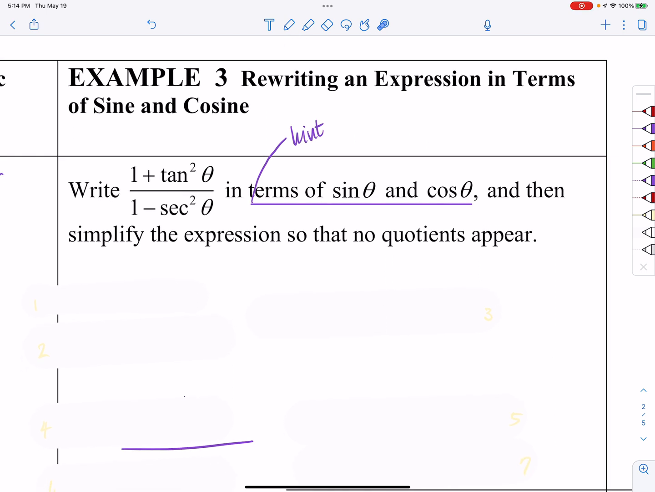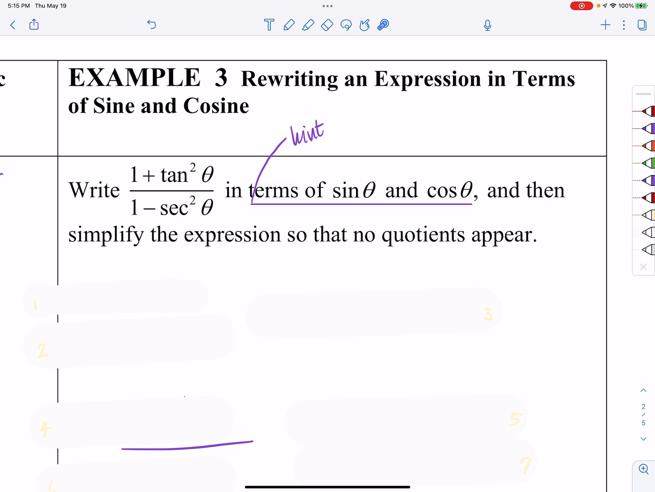This one says write in terms of sine and cosine. Now, I want you to understand when you see this particular phrase, in terms of sine and cosine, this is simply a hint. It's not telling you how your answer should look, because notice, not only does it say to write in terms of sine and cosine, but then there's a second part of the instructions. It says then we need to simplify. So just putting in terms of sine and cosine will not be simplified enough.